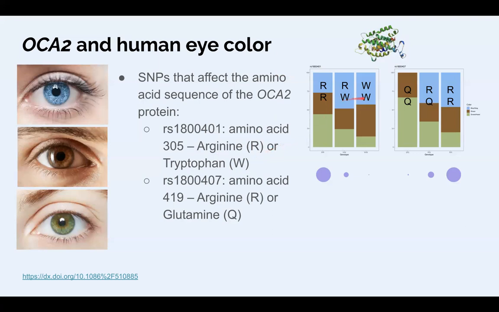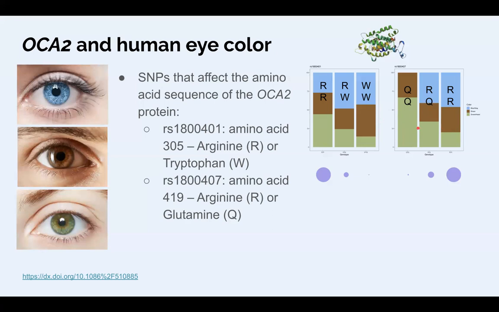So these are the genotypes of some people that were surveyed in this study. And these people can be homozygous for the version that produces arginine, heterozygous, or homozygous for the version that produces tryptophan. And there's another SNP at a different location, position 419, that can produce either arginine for R or glutamine, abbreviated with Q. And the images here show the proportion of blue-eyed individuals, brown-eyed individuals, and green-eyed individuals in their study sample. So you can track the genotypes and then follow those and see if they have a pattern that goes along with the eye color.